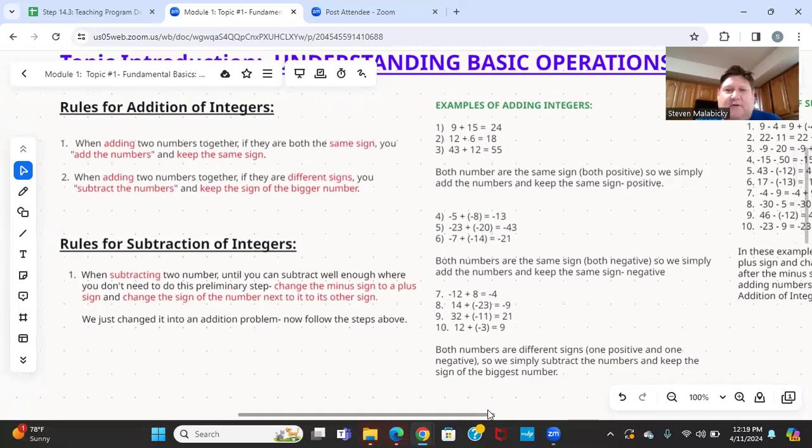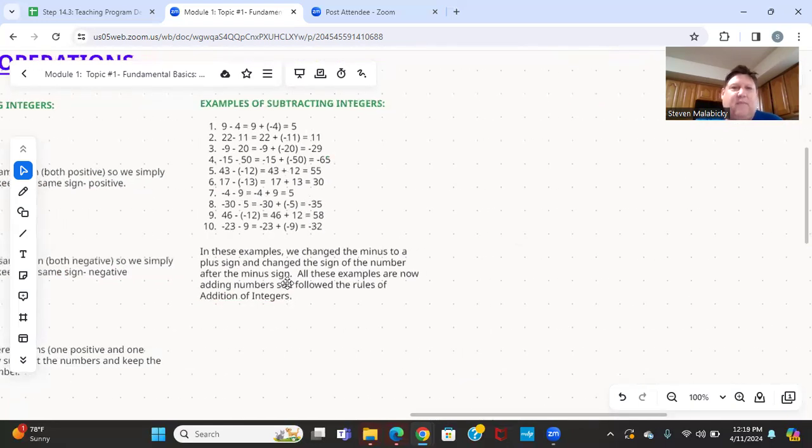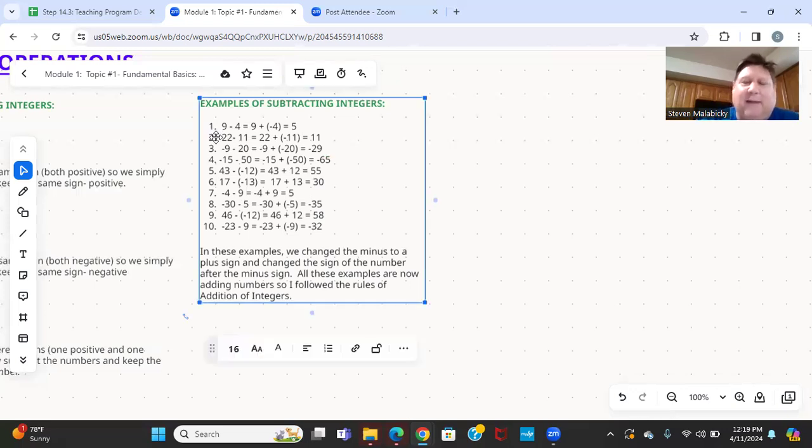So to clear what that means, here are examples of subtracting integers. The first couple are basic. You know 9 minus 4 is 5. But what we're doing is 9 minus 4, we change the minus sign to a plus sign. We're going to do this in all of these until you can do it without having to do this. We change the minus sign to a plus sign, and this 4 becomes a negative 4. Now, we just learned that when you add two numbers and the signs are different, you actually subtract and keep the sign of the bigger number. So 9 minus 4 is 5, and it'll be a positive 5.